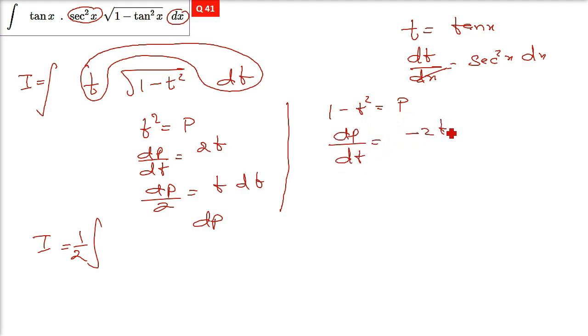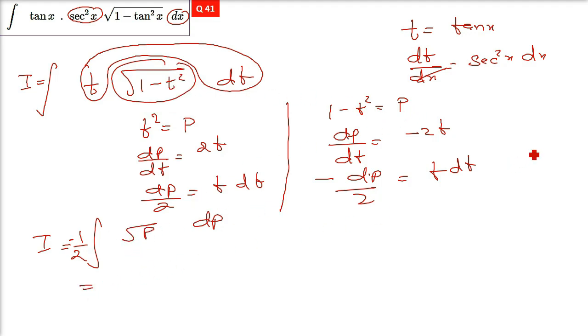So dp by dt equals minus 2t, since I have taken 1 minus t square equals p. Minus dp by 2 will be t dt. So this is negative dp by 2. dp is already there, 2 we have already written, just the negative sign has to be kept here. Negative half. Now t dt is negative dp by 2, but root of 1 minus t square is now root of p. So we need to integrate root p.